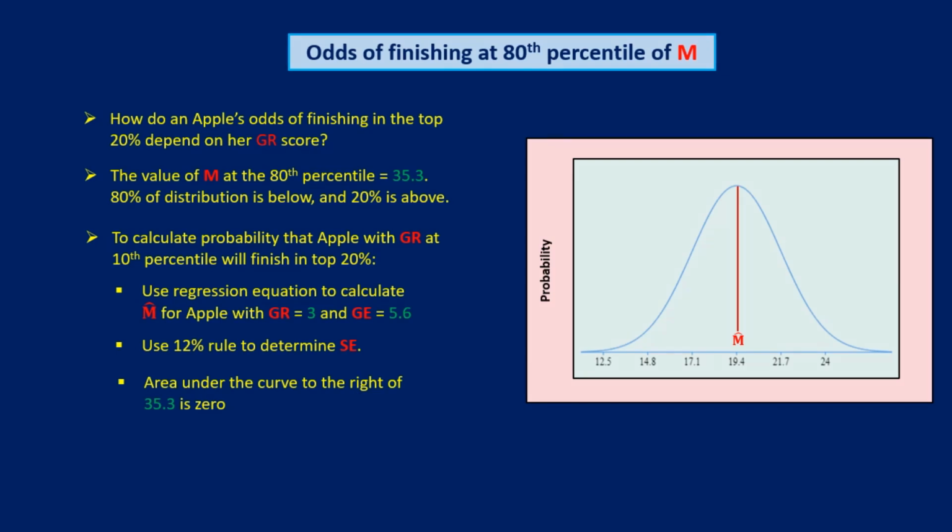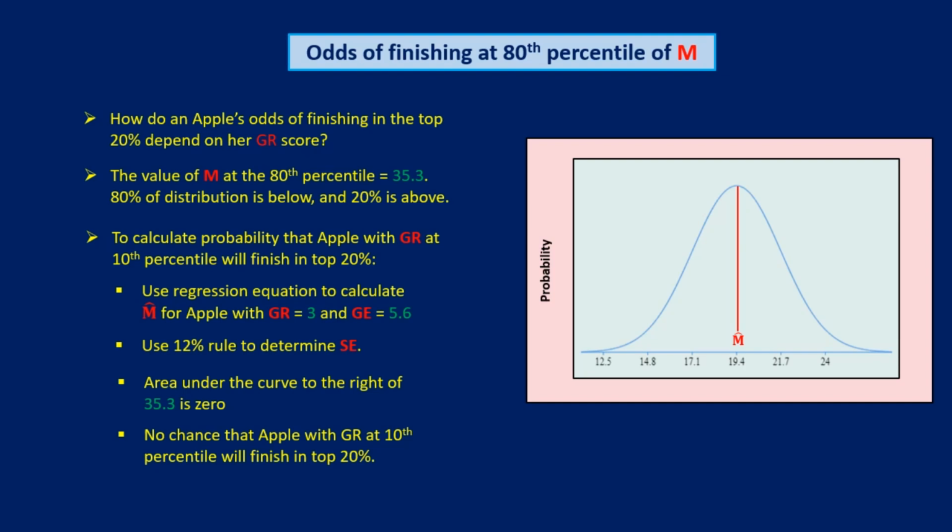And when we ask HackMath to tell us the area to the right of 35.3 in this apple's probability distribution, as you can see, 35.3 is quite literally off the chart. There is no area to the right of 35.3, which means it's next to impossible for an apple with these scores to finish in the top 20% of riders next summer.